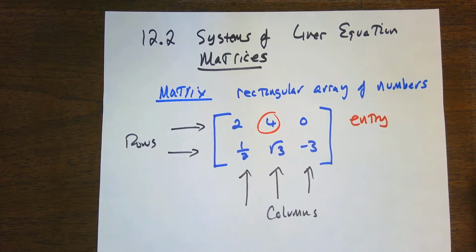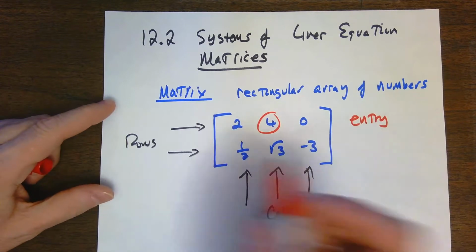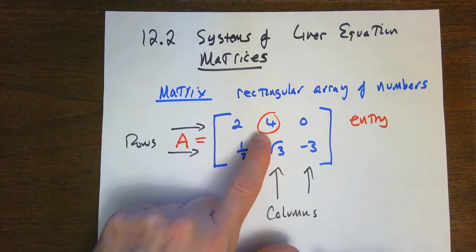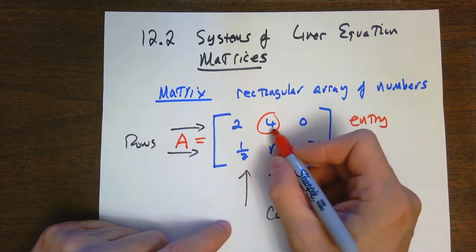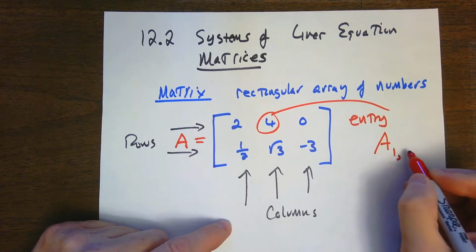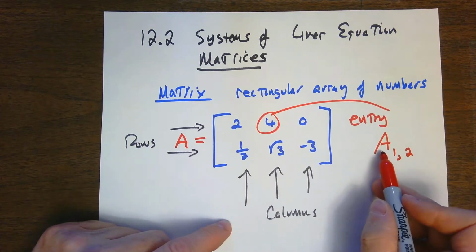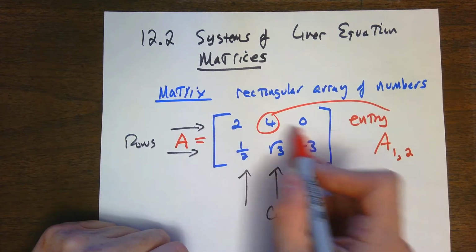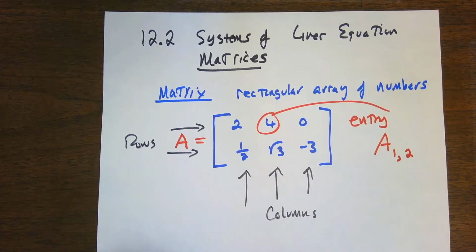Matrices are usually named with a capital letter. So, for example, I could call this matrix capital A. And then every entry is based on the rows and columns. So that 4 would be A 1, 2. In matrix A, row 1, column 2. That would be the entry that comprised that matrix there.